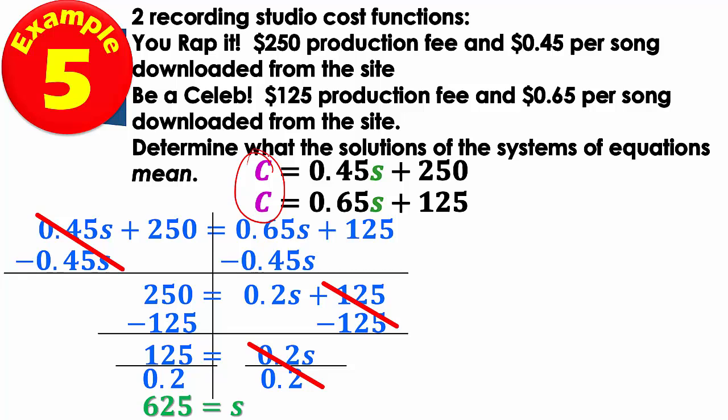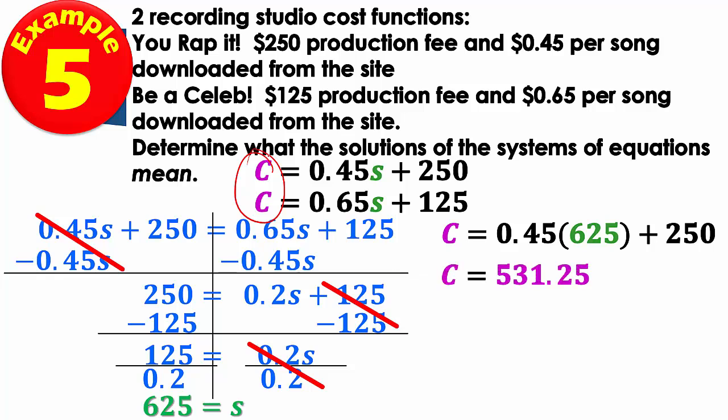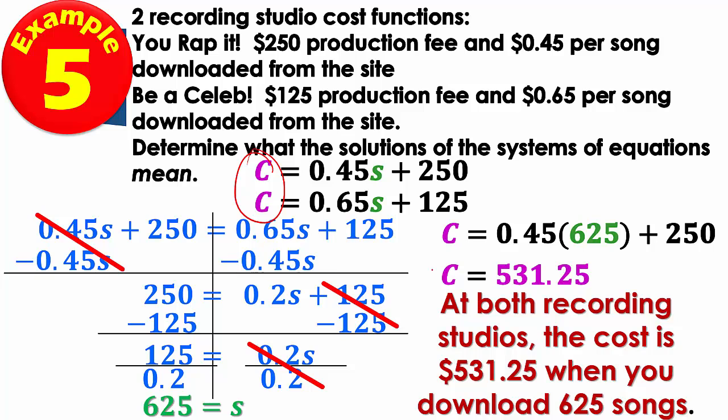Now, just like we've done, go ahead and plug that back into one of the equations. Doesn't matter which one. I chose the top one. So 0.45 times 625 plus 250 equals 531.25. So what does that mean? That means that at both recording studios, the cost is $531.25 when you download 625 songs. So we need to include this and this in our explanation.